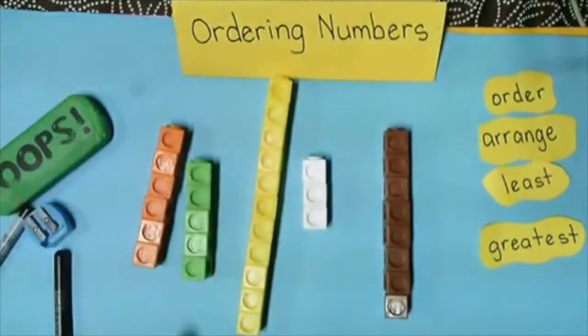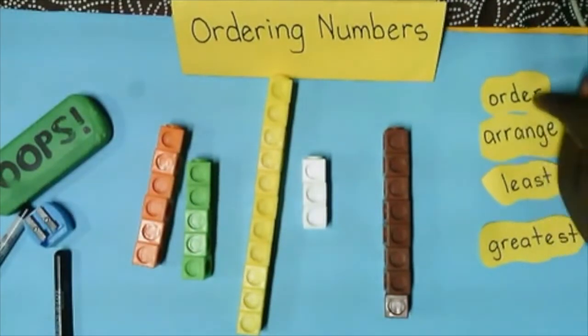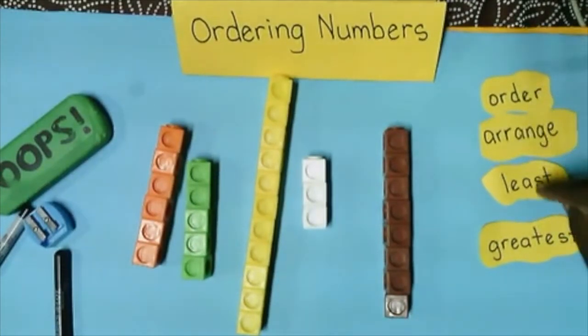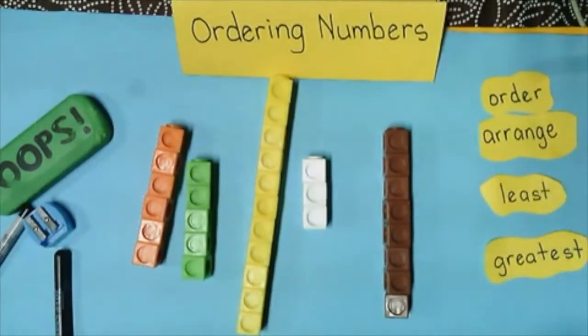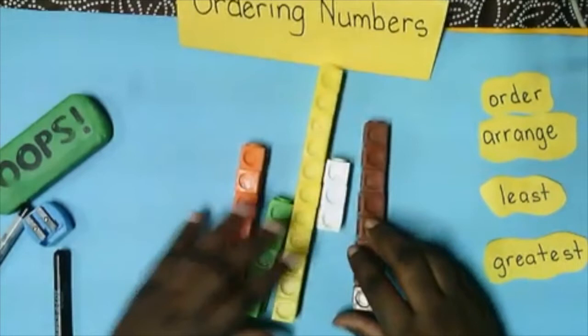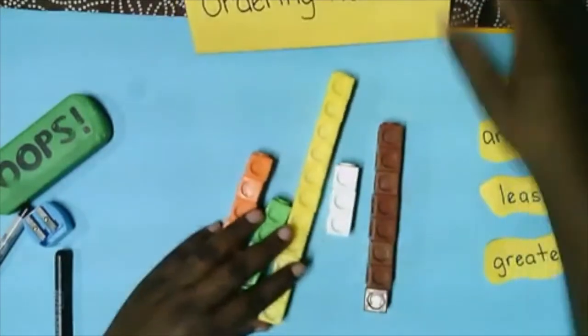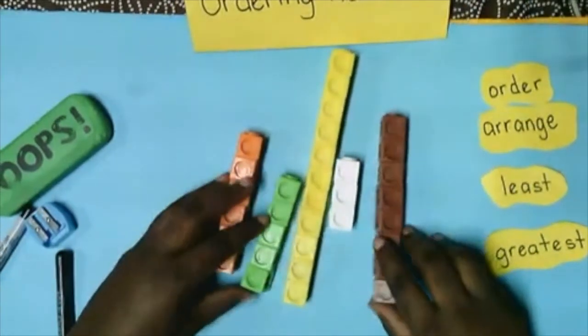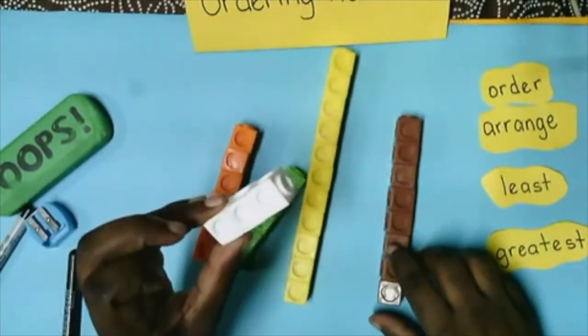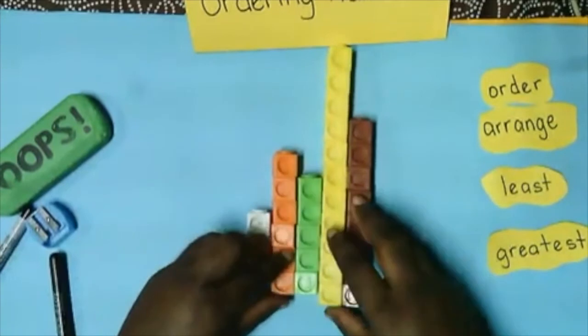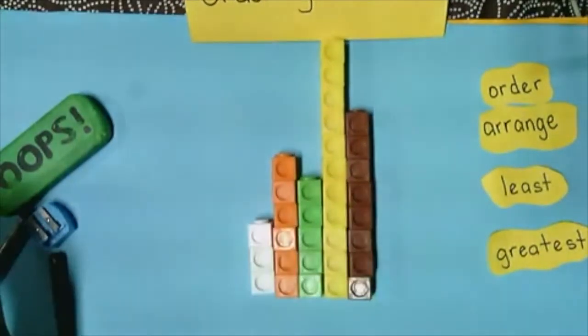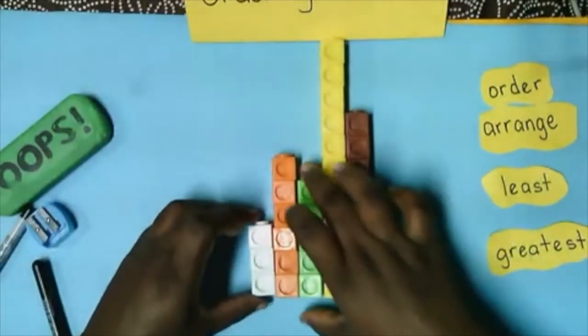So I have different numbers of blocks. So I want to arrange them in order or order them from least to greatest. I remember least is the smallest. So when I look at these, I know that, okay, well, this looks like this is the smallest. And I could just go by size, put them all side by side. And that can assist me. So I could go here.